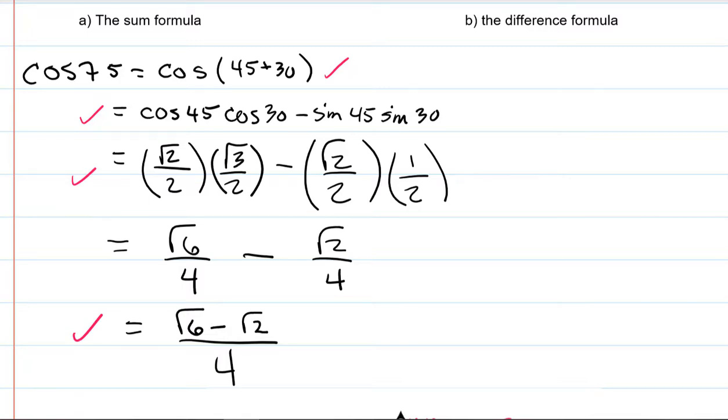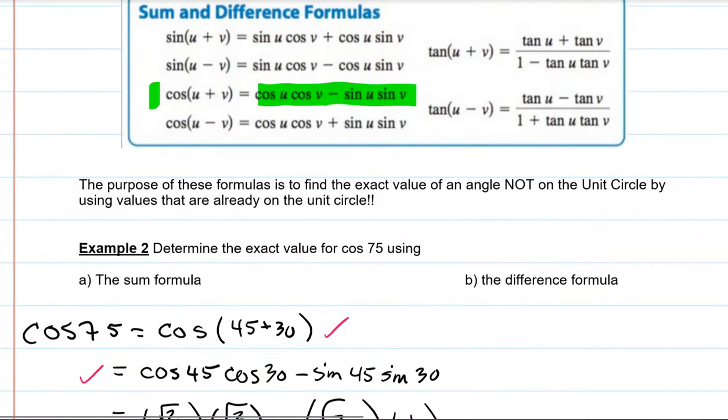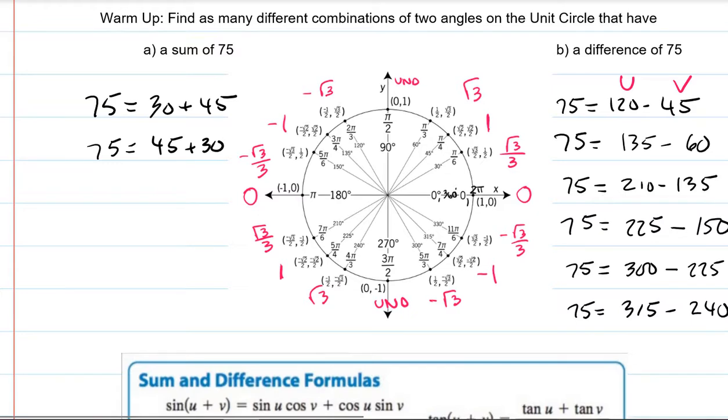Now, the difference formula is a little bit different here. So we're going to go up and look at our difference formula. This one almost looks the same, and the only difference is that in the middle, it is plus. So you're really going to have the same thing all over again, however, you're going to have a plus sign in there. Now, when we do our U minus V, we can't use 45 minus 30. So again, we have to go up and use one of these other values.